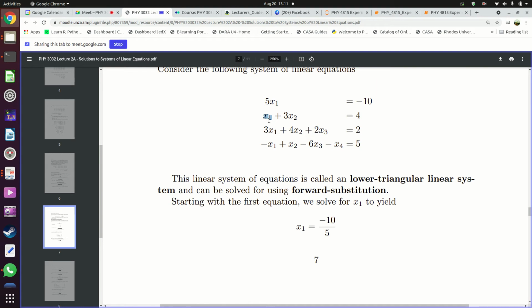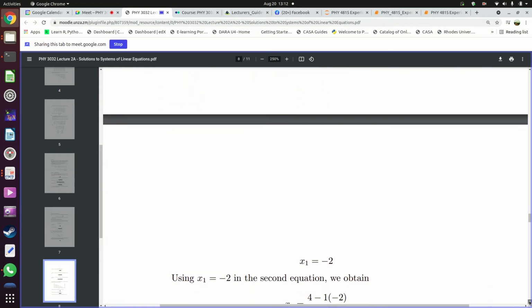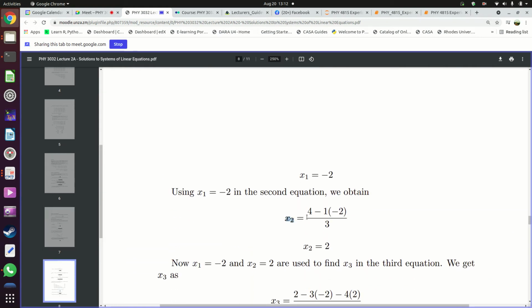So when you use the x1 you've found in the second equation, you end up with 3x2 equals 4 minus x1. Then you divide both sides by 3, so x2 equals (4 minus x1) divided by 3. When you do that, x2 equals (4 minus (minus 2)) divided by 3, so you're going to end up with x2 equals 2. Now you've got x1 equals minus 2 and x2 equals 2.